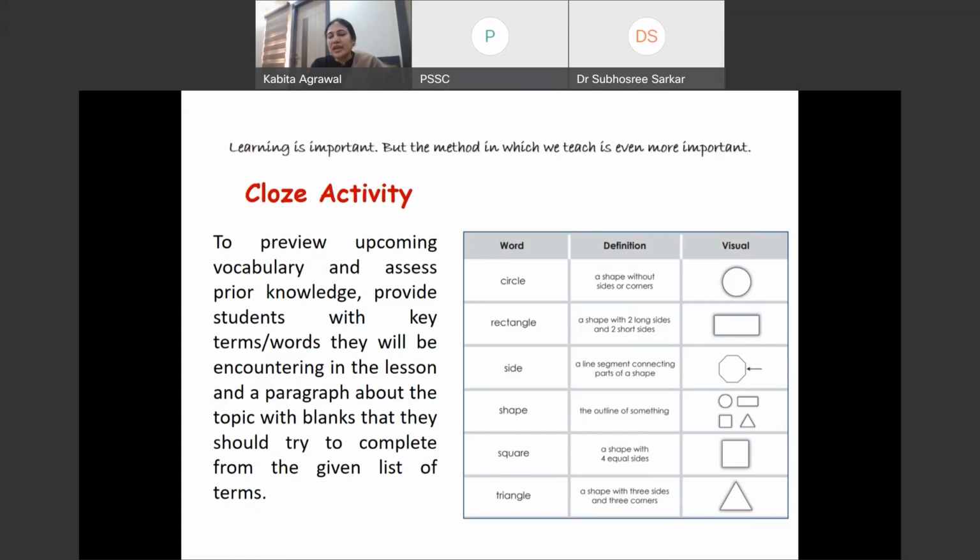Side would be a line segment connecting parts of a shape, because at times as teachers we generally forget to use the right words, making them understand how a side and a line could be different. Shape, the outline of something. Square, then again a triangle, right? So you have tried to define these words and given them the visuals, so when they encounter these words, they can distinguish and clearly understand the terms in a better way.